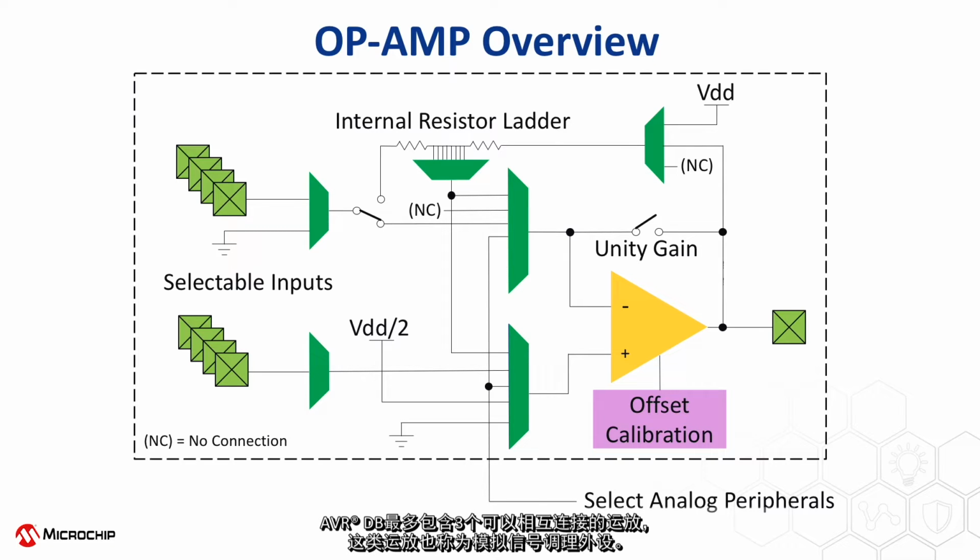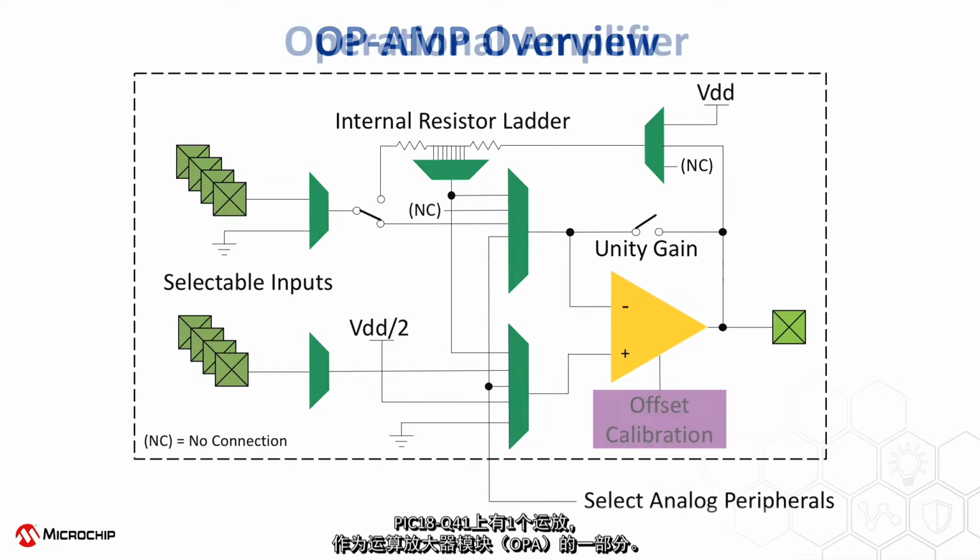AVR DB has up to 3 op-amps which can be interconnected together. This grouping of op-amps is also referred to as an analog signal conditioning peripheral. The PIC18 Q41 has a single op-amp on board as a part of the operational amplifier module, or OPA.